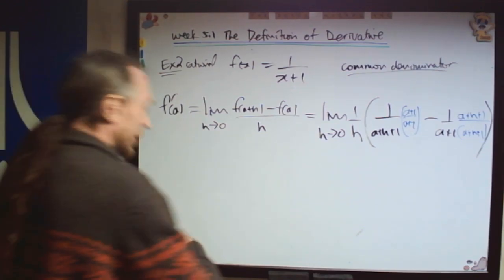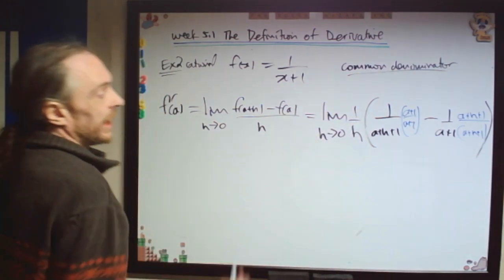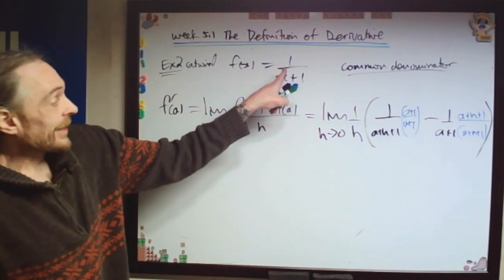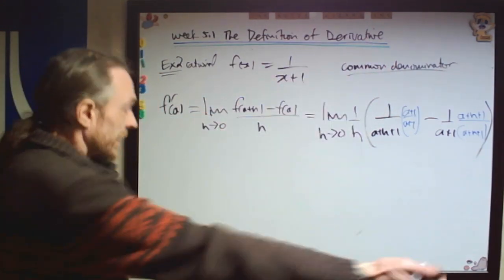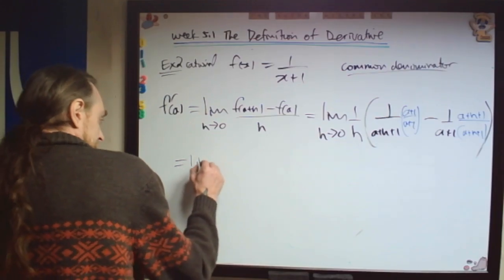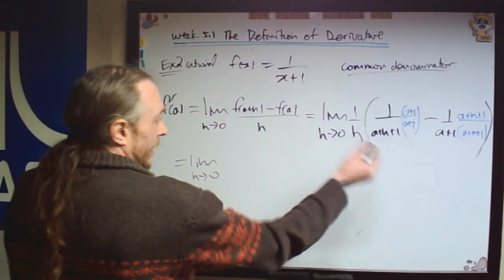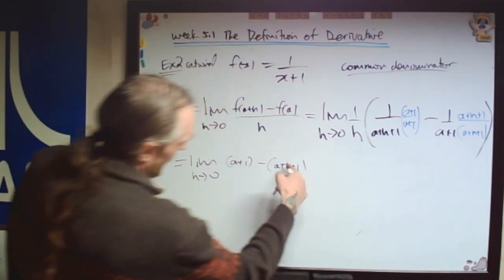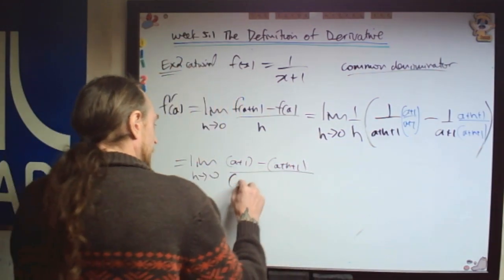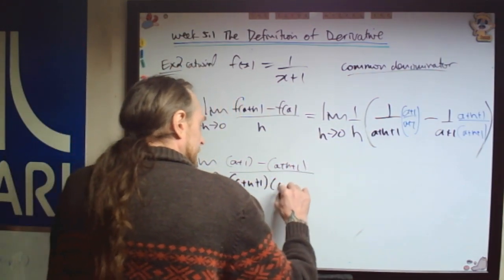Now what's going to happen? Look, once we do the clever move, I knew that because it was a fractional function, I'm going to need a common denominator to get the h out of the top. It should be in the top now, which it is. The limit as h approaches 0 of, now what do I have? A plus 1 minus a plus h plus 1. There he is. Over a plus h plus 1 times a plus 1.